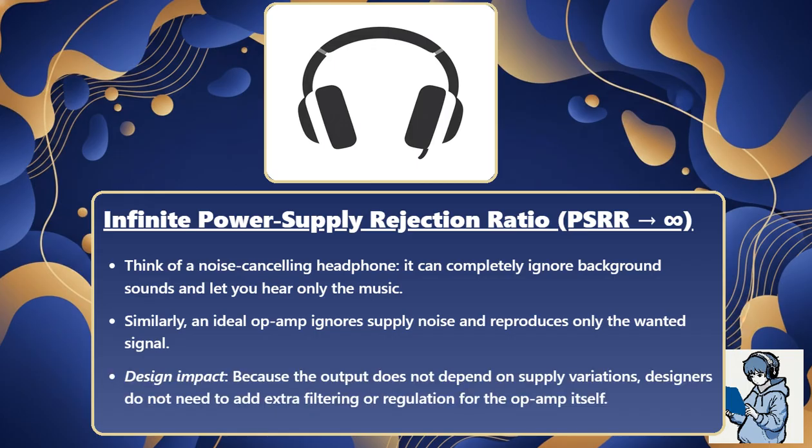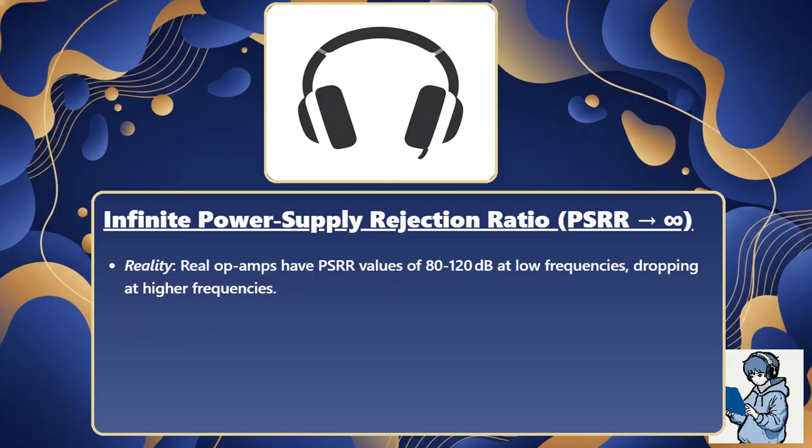Design impact: because the output does not depend on supply variations, designers do not need to add extra filtering or regulation for the op-amp itself. Reality: real operational amplifiers have PSRR values of 80 to 120 decibels at low frequencies, dropping at higher frequencies. In precision circuits, a clean supply is still recommended.